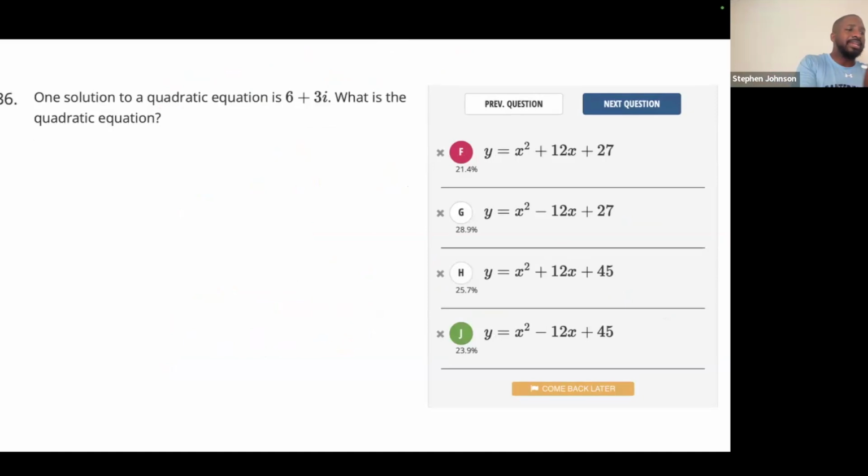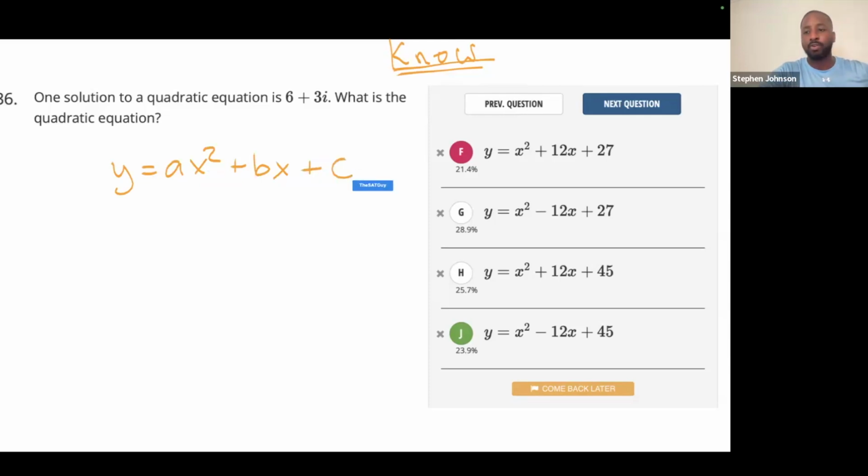This is really a knowledge question. So I'll just put no for knowledge. And what's the knowledge that you have to have? Well, first of all, you need to know what a quadratic is, right? So a quadratic equation or a quadratic function has this format: y equals ax squared plus bx plus c. Like that is the format of a quadratic function. So we have that taken care of.